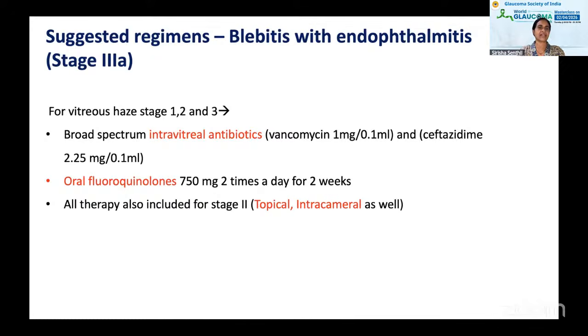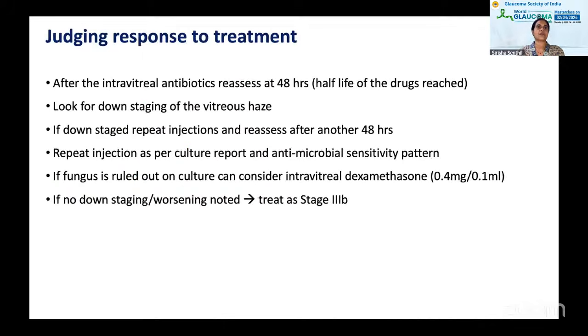So if you have a stage 3A, that means you are able to see some amount of disc and blood vessels, so it's only intravitreal antibiotics and they don't go in for a vitrectomy straight away. And of course, oral fluoroquinolones are also given, and topical and intracameral are given as well. We always have to look at the response to treatment: is the haze worsening or not? If there is an improvement, or the haze is not worsening, then we can repeat the antibiotic. By then the culture sensitivity report would have come as well.